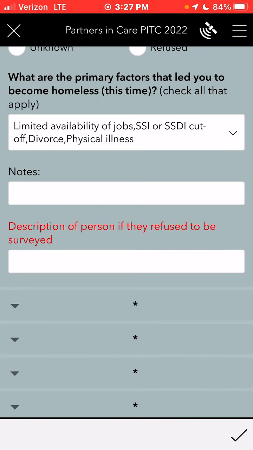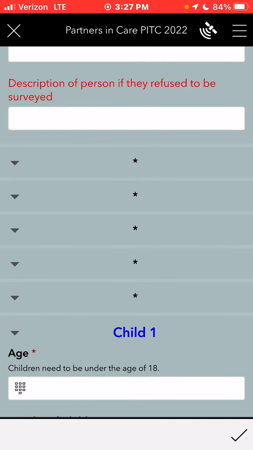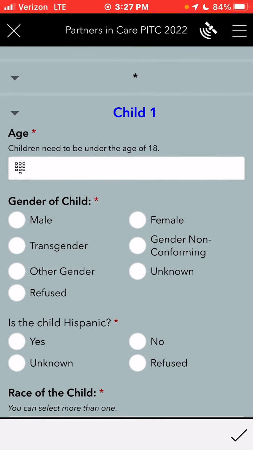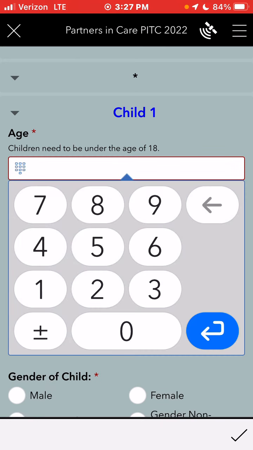Again, if you need to type in any notes, go for it. And then if you move down, you'll see the child. We never ask the child's date of birth, so you just want to find out their age.